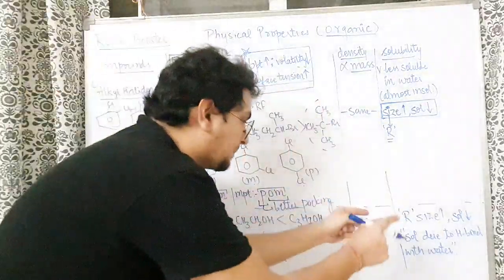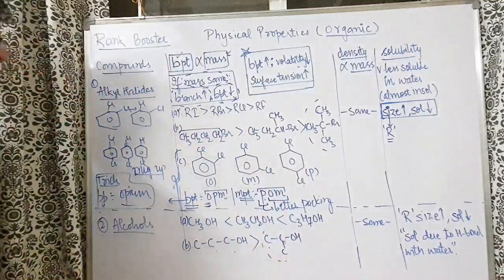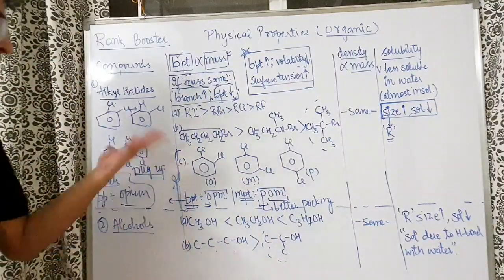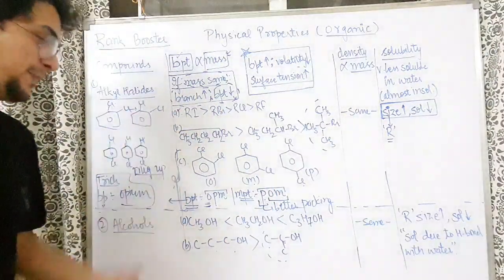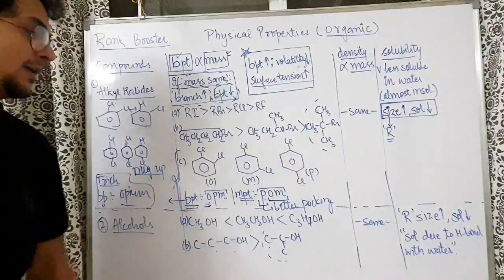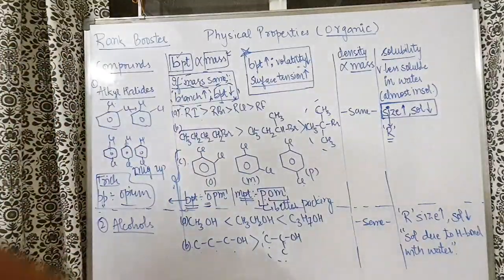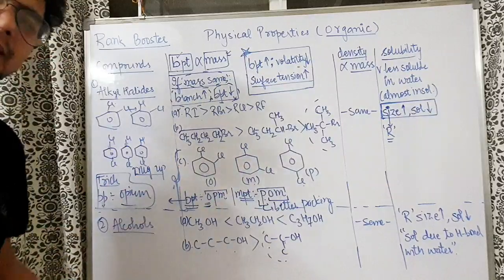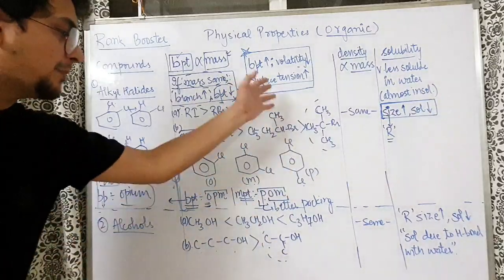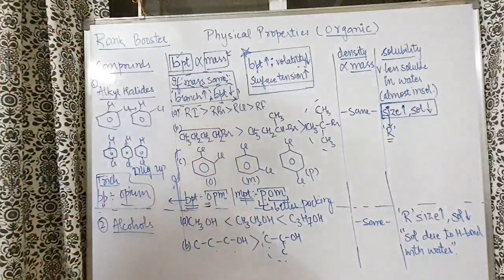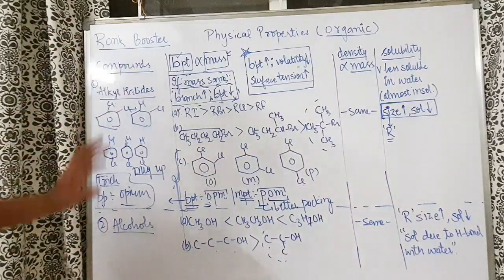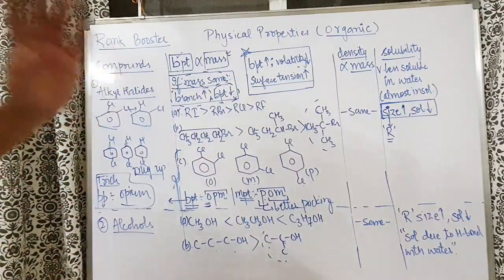So because of better packing, the melting point of para becomes higher. For boiling point the order is BP, OPM. And for melting point it is POM. Why POM? Because para won and the remaining order remained the same. Para won because of better packing. This is the exact reason. So this was about the alcohol and alkyl halide boiling point. I'll continue with the remaining part also.